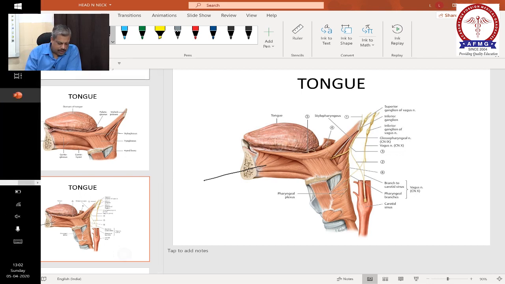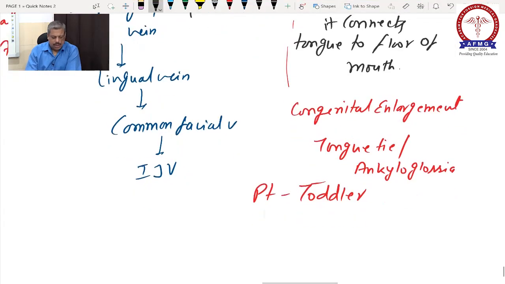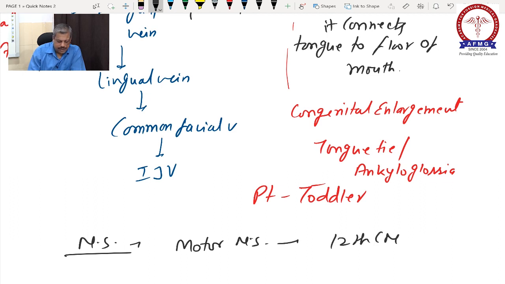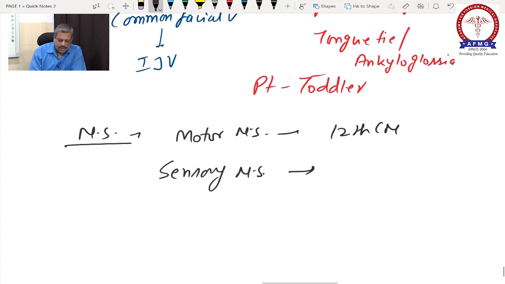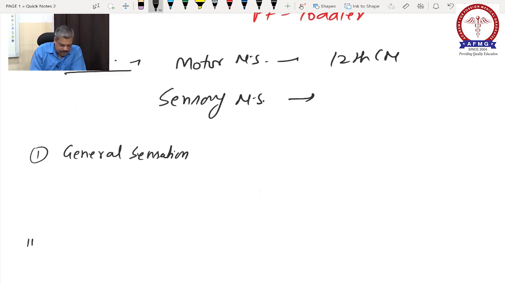Now we will talk about the nerve supply of the tongue. In this nerve supply, one is the motor nerve supply, which we have covered. It is supplied by the 12th cranial nerve. The second part is the sensory nerve supply of the tongue. The sensory nerve supply of the tongue we divide into two parts. Number one, general sensation. And second is the taste sensation.